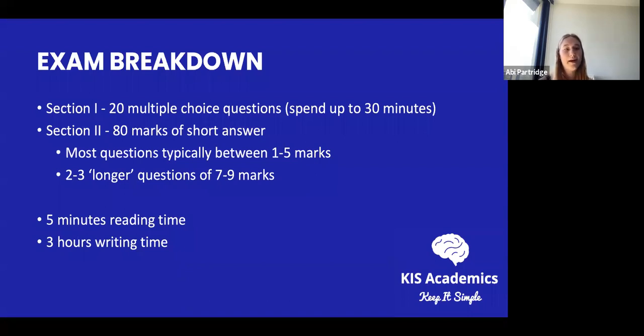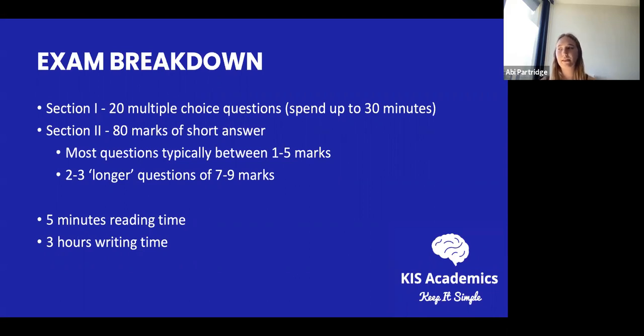Section 2 is 80 marks of short answer questions. Most questions are between 1 and 5 marks, typically 3 or 4, but it can range across the whole 1 to 5. And then there are also 6 marks. I don't know why I left off 6. There are 6-mark questions. But then you'll have 2 to 3 longer type questions, and they're usually 7 to 9 marks.